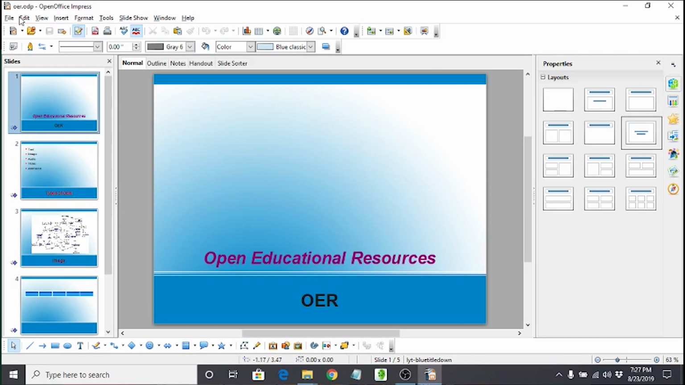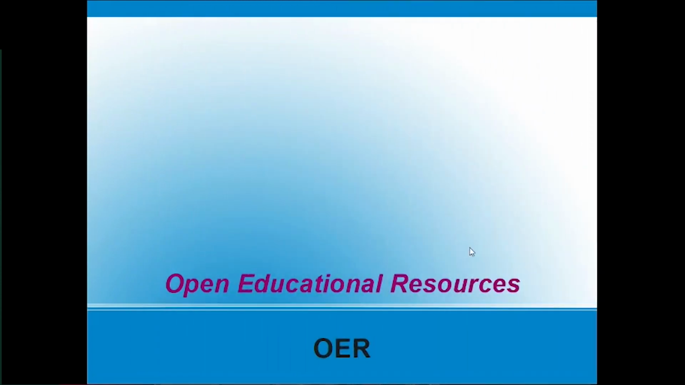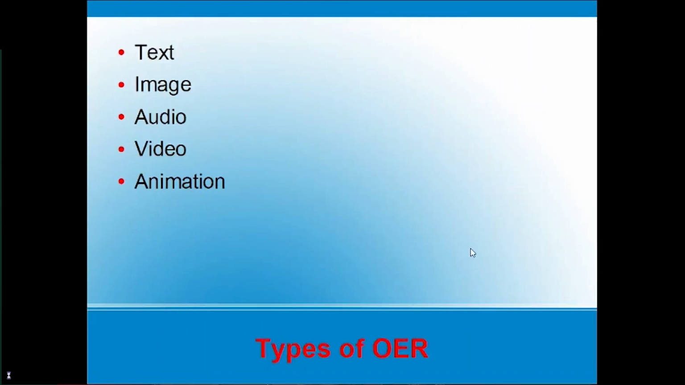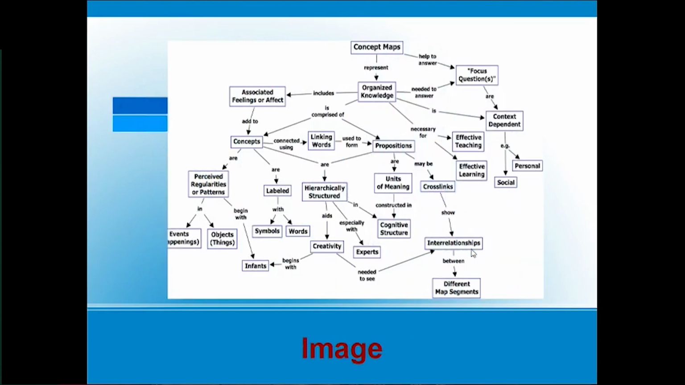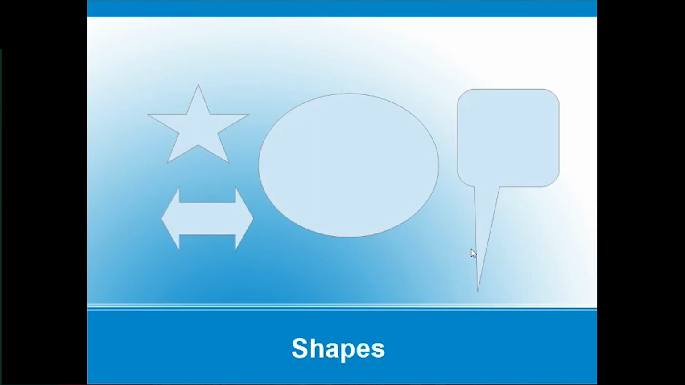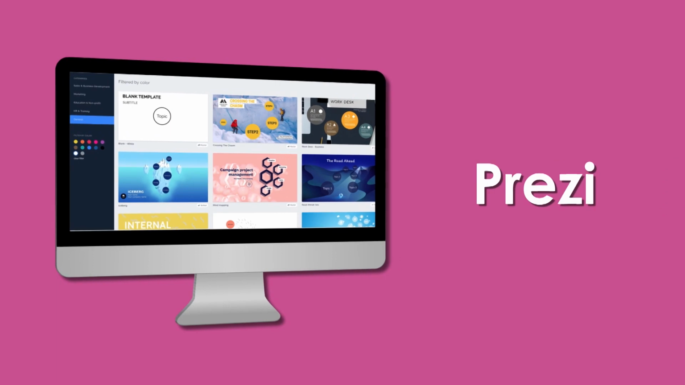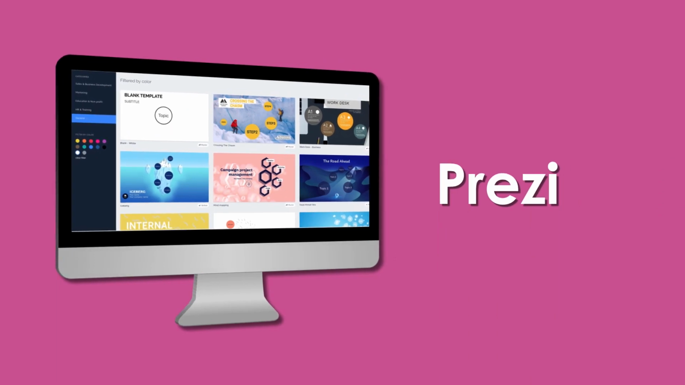We'll go to Slideshow and then Slideshow. See, we had selected wipe right. See, wipe right, it's happening, and all the slides are coming. We had made a table, inserted a table, we had inserted shapes, and this is how you can make a presentation in Impress. Now we'll talk about a presentation software which is available online called Prezi.